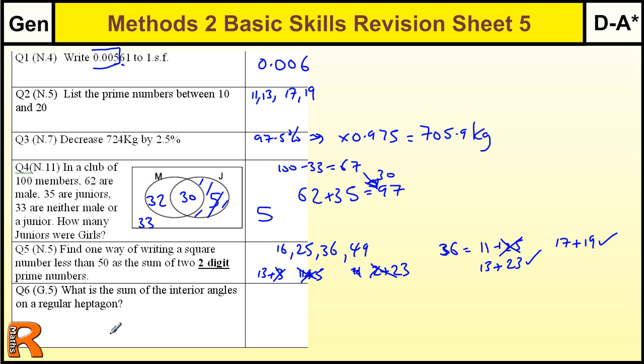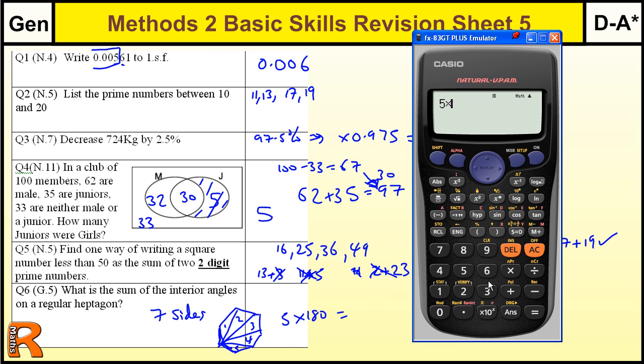What is the sum of interior angles of a regular heptagon? Well, a heptagon has 7 sides. And in a polygon with 7 sides, so 1, 2, 3, 4, 5, 6, 7, it's not very well drawn, if we take any corner, we can draw 5 triangles. 1, 2, 3, 4, 5, and each triangle is 180 degrees. So we've got 5 lots of 180, which is 900 degrees. So that's the sum of all the angles on the inside.